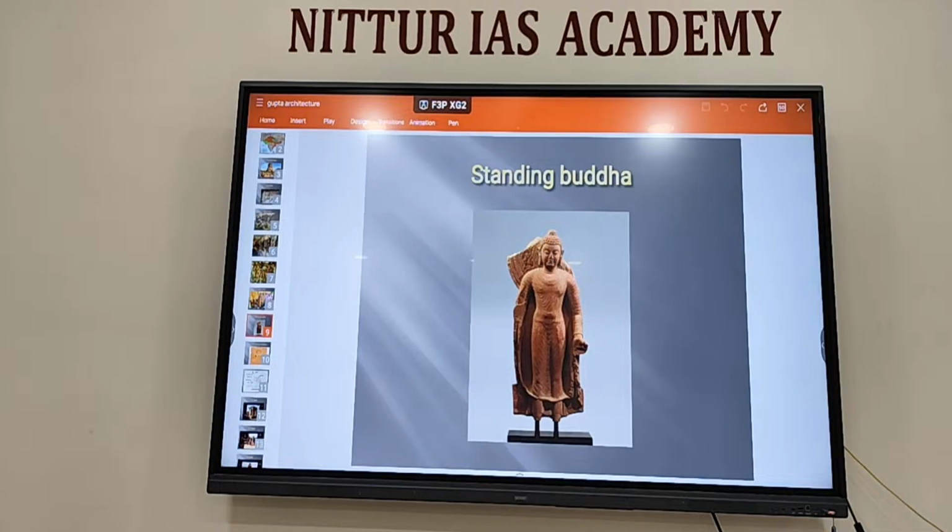Next we write down regarding pillars of the Gupta period. First we write down the Allahabad pillar, the Prayag Prashasti, which was constructed during Ashoka's time.